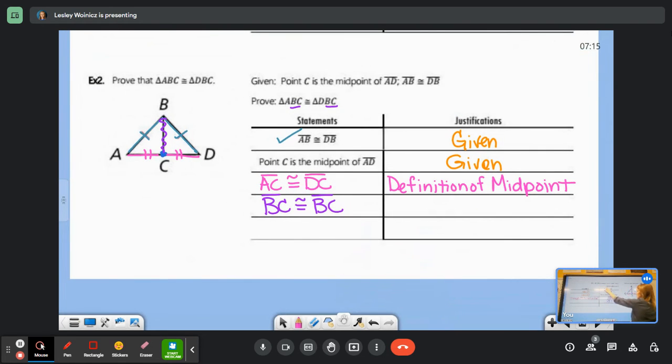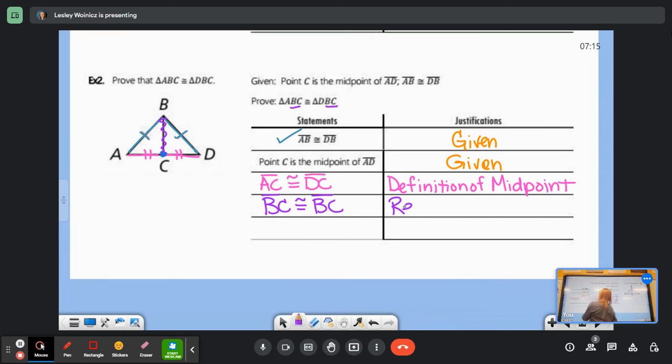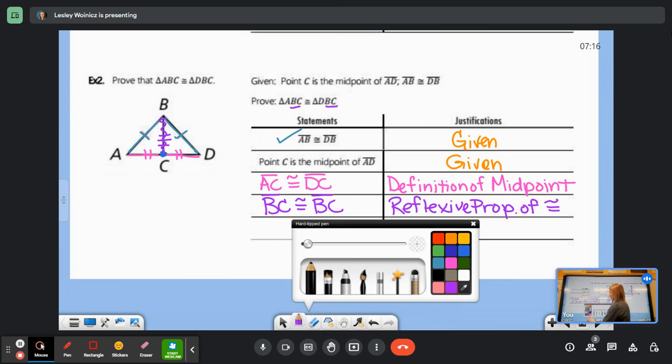These two, the BCs, go in the same order, so we're cool. So we're going to use the reflexive property of congruence again. Reflexive property of congruence. Now I have my three sides congruent. I'm ready to say my triangles are congruent.